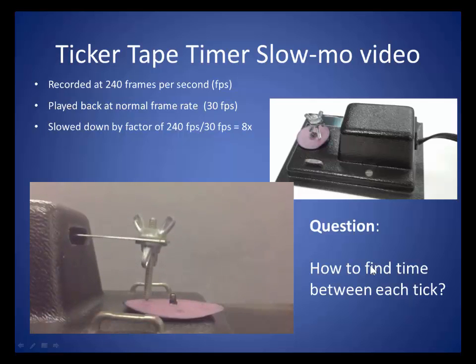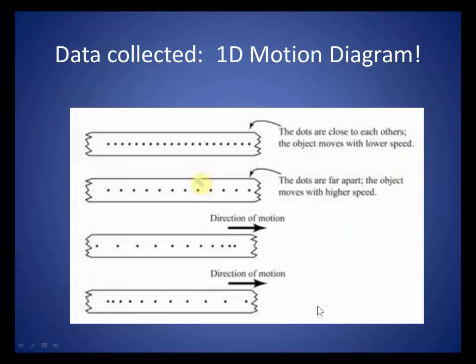The question I have here, and that we need for our lab, is to figure out what the time is between each one of these dots, because essentially we're creating a motion diagram. And you can see in each one of these cases, I've got a motion diagram for an object moving at a slow constant speed, a medium constant speed. This object looks like it's, well, it depends on which is your first and last dot, but if these are our last dots, at first we're moving slowly.